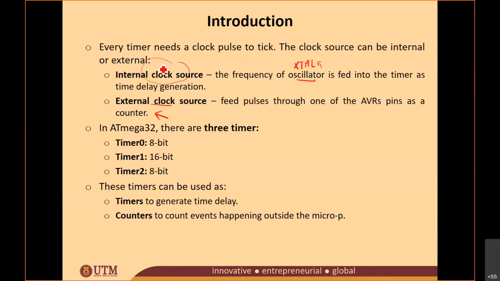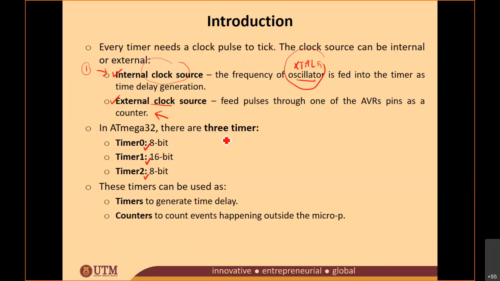Okay, so you have 2 clock sources. One is internal, which uses the oscillator, and the other uses an external clock source. Now we are going to focus on the internal clock source, because in order to generate a delay, we are going to use the internal clock source. If you're going to generate a counter, then you need to focus on the external clock source. So in the ATmega32, there are 3 timers, which are timer 0, timer 1, and timer 2.